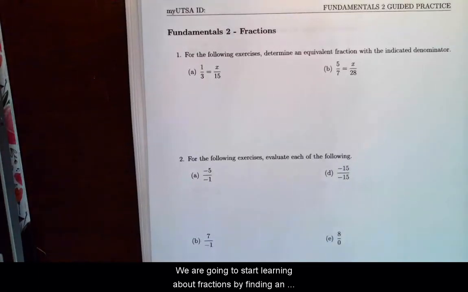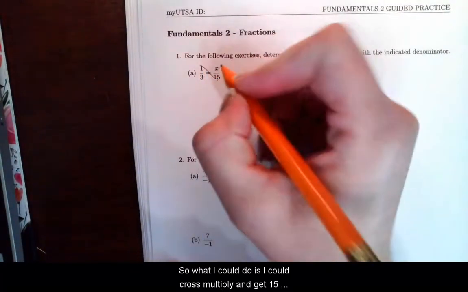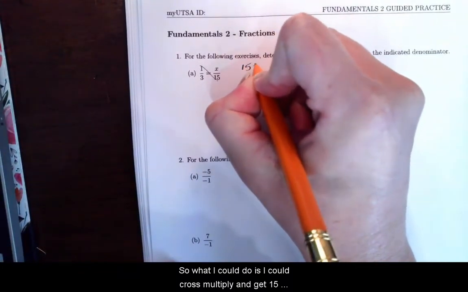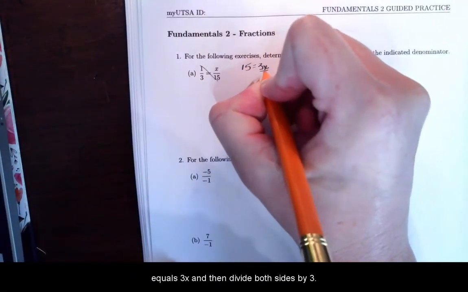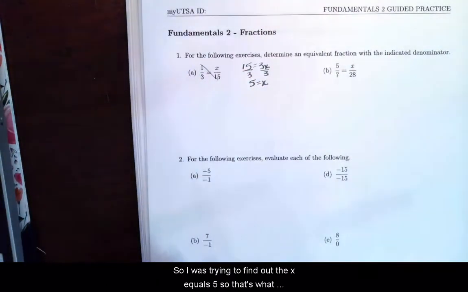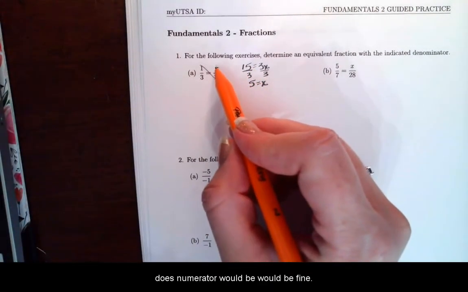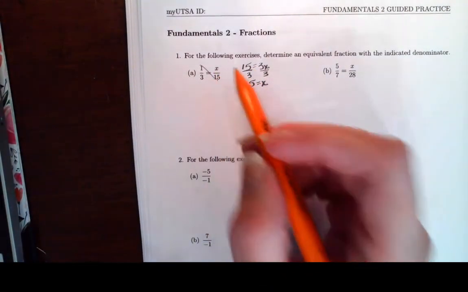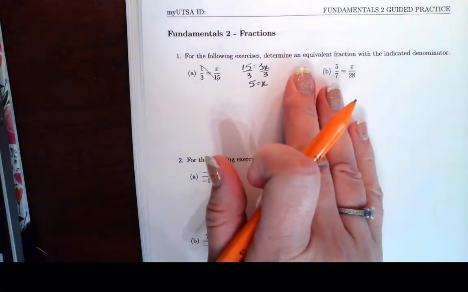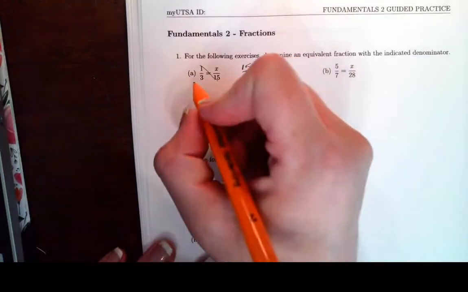We are going to start learning about fractions by finding an equivalent fraction with the indicated denominator. So what I could do is cross multiply and get 15 equals 3x and then divide both sides by 3. So I would find out that x equals 5. So that's what this numerator would be, 5 over 15. But we're not solving equations. What we want to do is understand the mechanics of finding a common denominator.